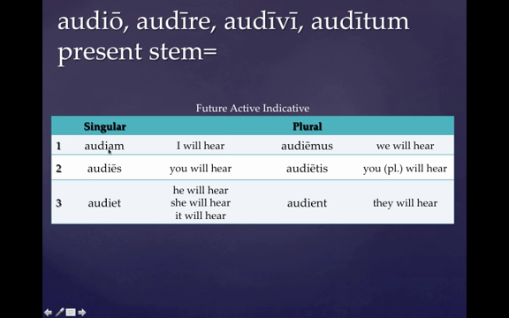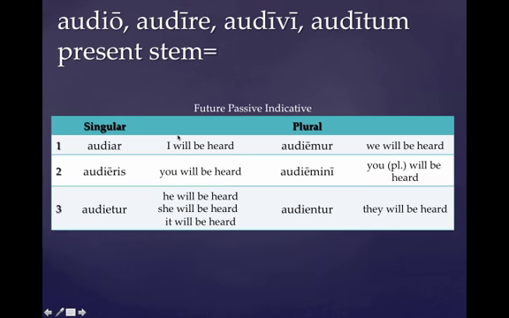In the future, again, like 3rd-io, you have to retain your I. So audiam, audiēs, audiet, audiamus, audītus, audient, right? Audiam, I will hear. And then in the future passive, audiar, I will be heard. Audīris, audietur, audiamor, audiamini, audientor.